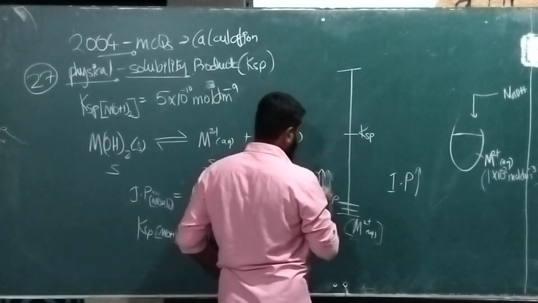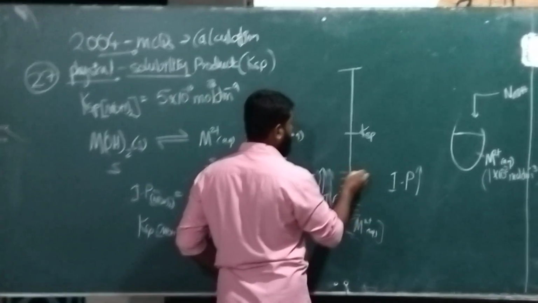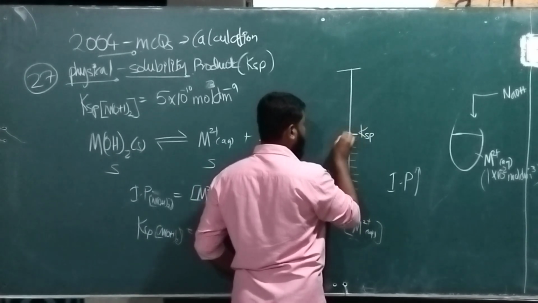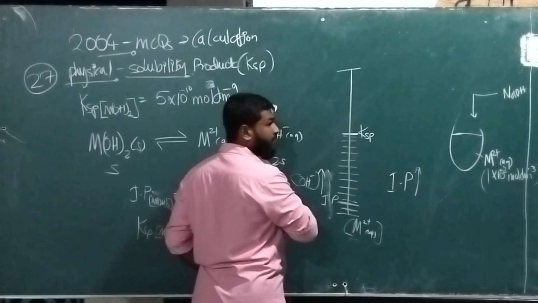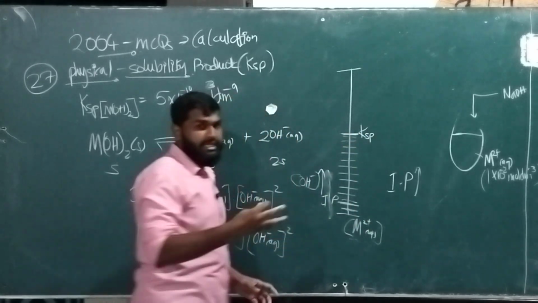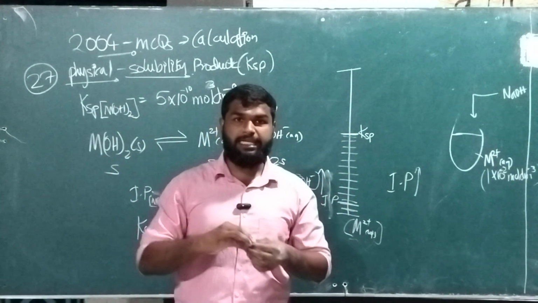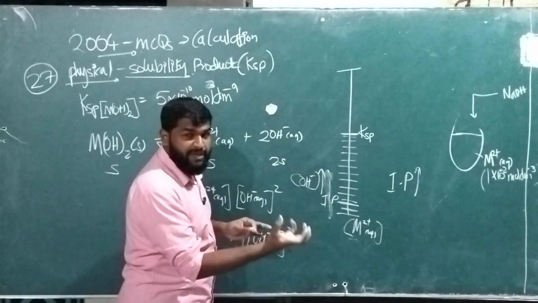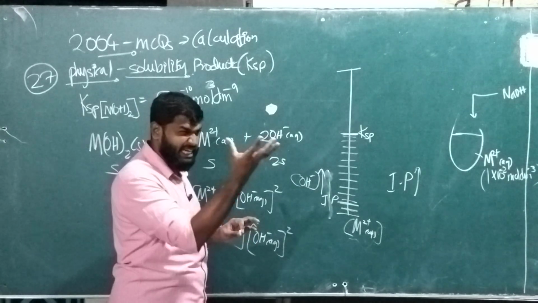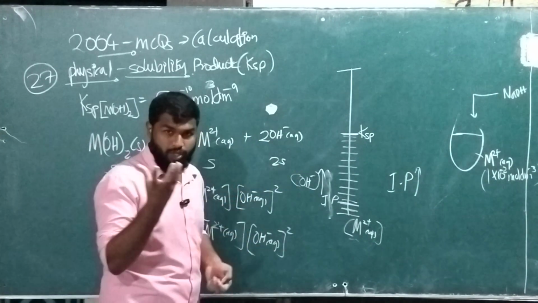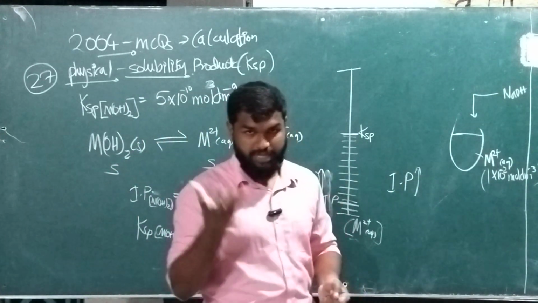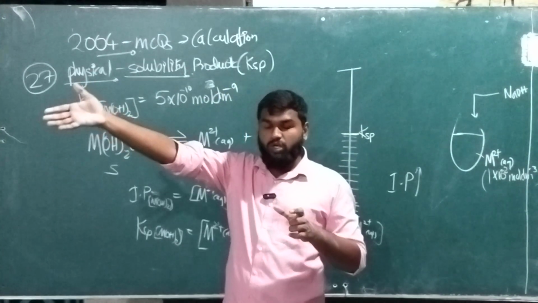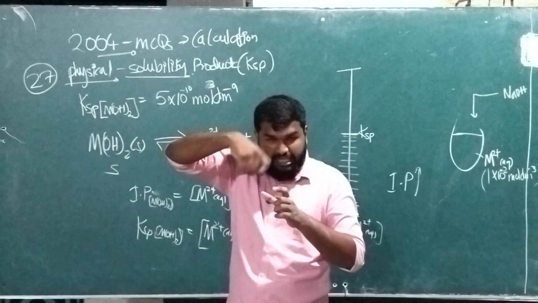So I'll just keep adding OH minus up to the point where the ion product will be equal to KSP, which means the solution has just become saturated. If I add one more drop, the precipitate will start. It has just become saturated. For example, you take some amount of water, keep adding salt or sugar, and keep mixing them up.